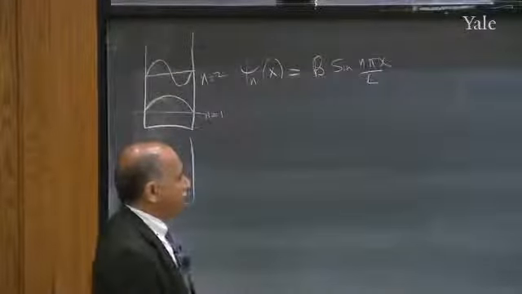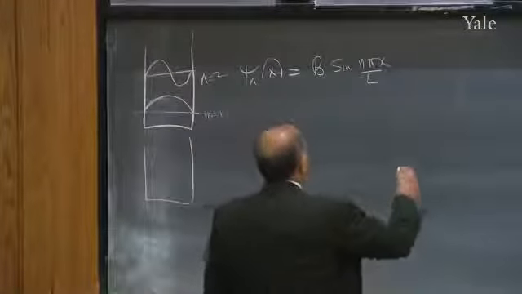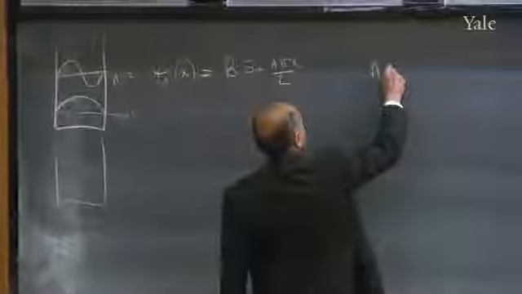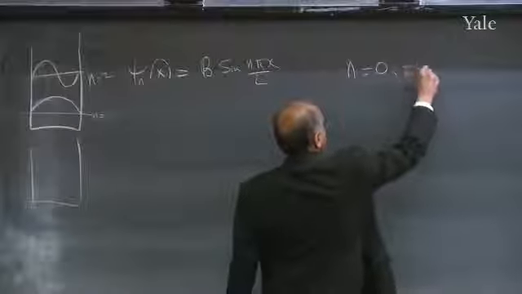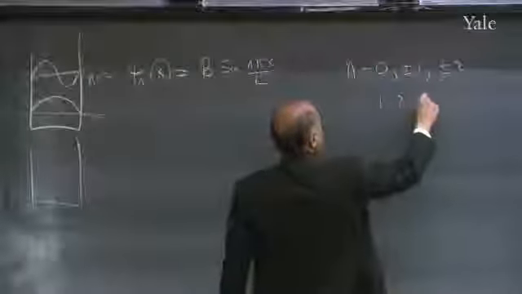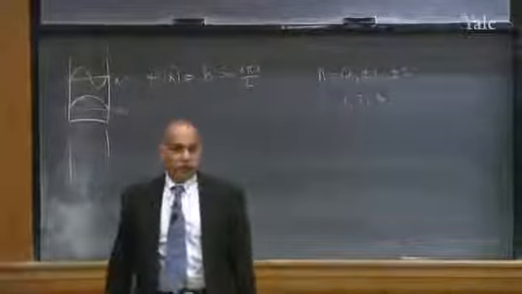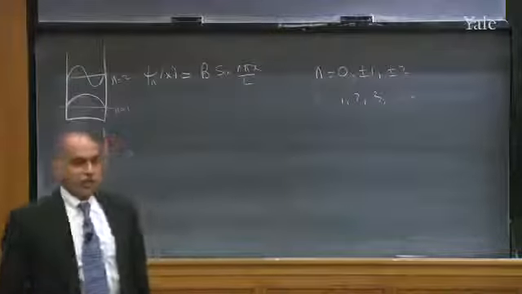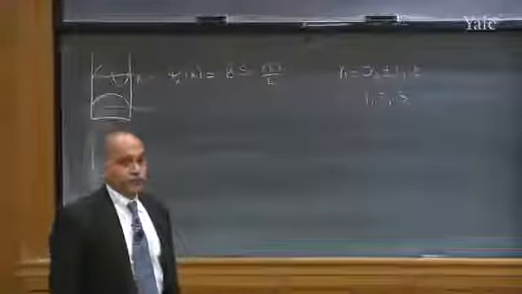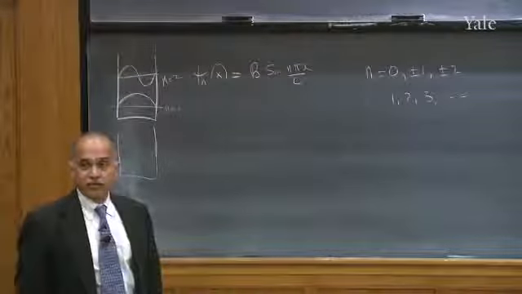Now, before I answer any further questions, the allowed values of n here, you might think are 0, plus or minus 1, plus or minus 2, etc. But I claim they're just 1, 2, 3, and so on. You should think about why. What's wrong with n equal to 0? Is that a possible value?